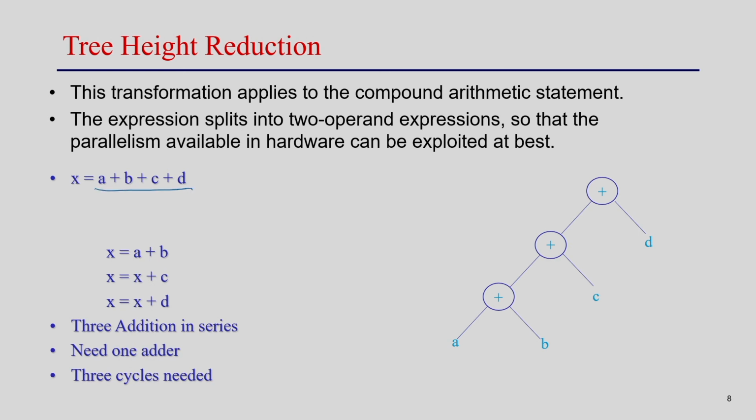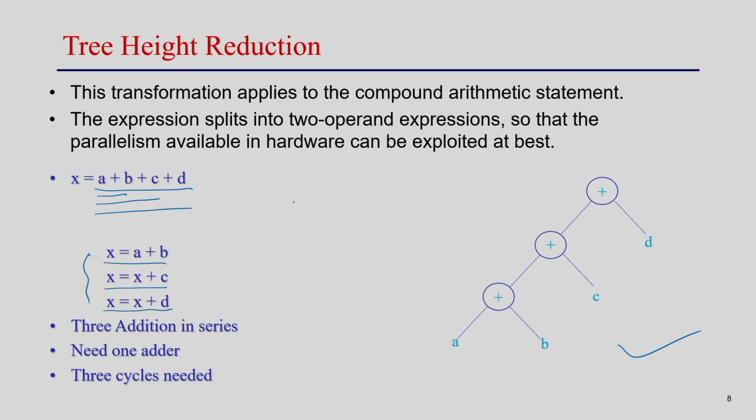Suppose you are doing a plus b plus c plus d. How many ways can you break it? One option is that you break it as a plus b, then you add c, then add d. So, that is what I am doing here: x equal to a plus b, then x equal to x plus c, then x equal to x plus d. If you break it this way, the tree or the dependency graph will be like this.